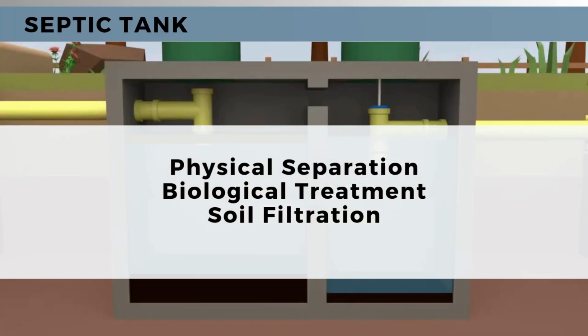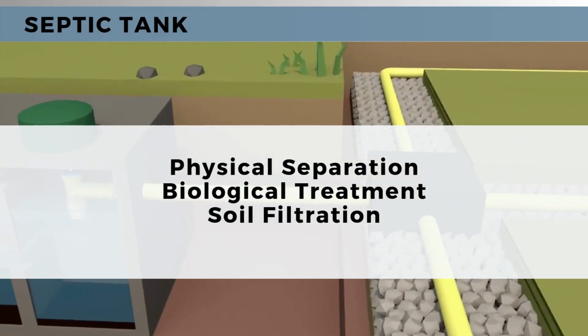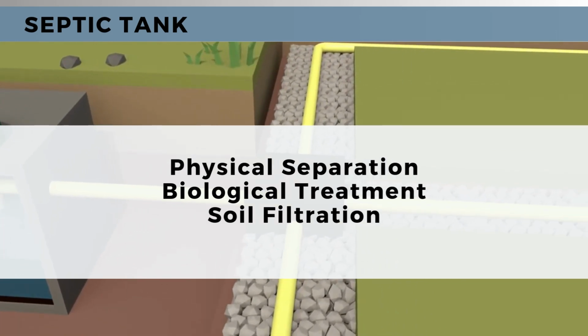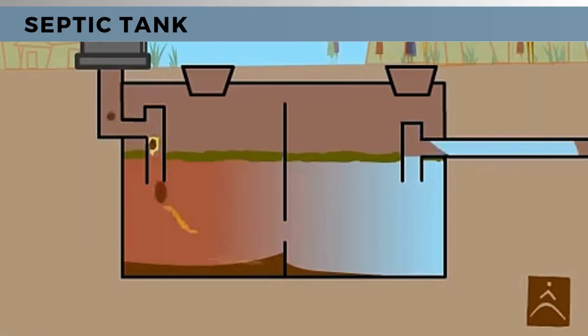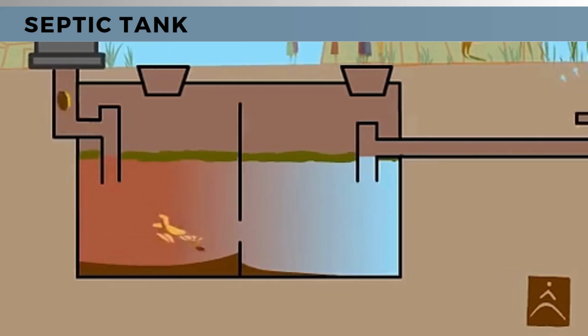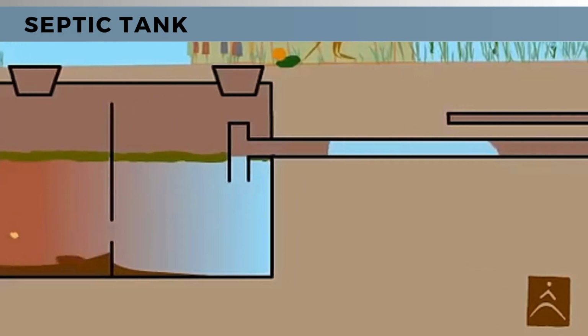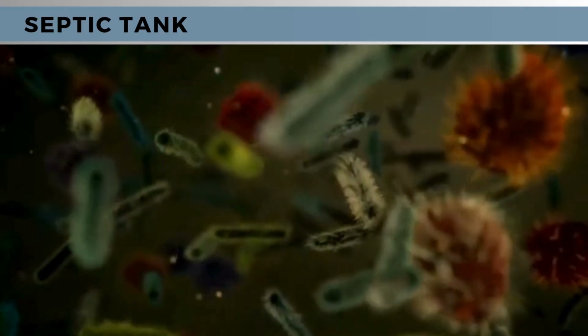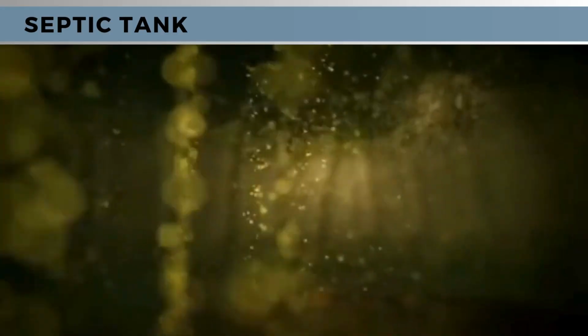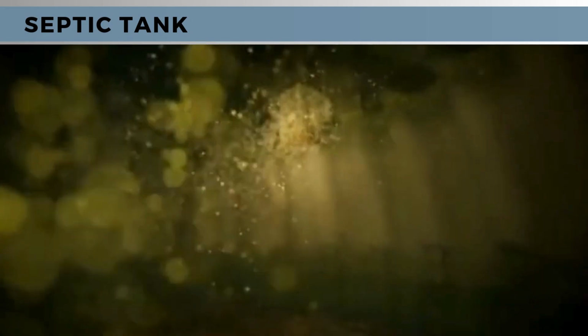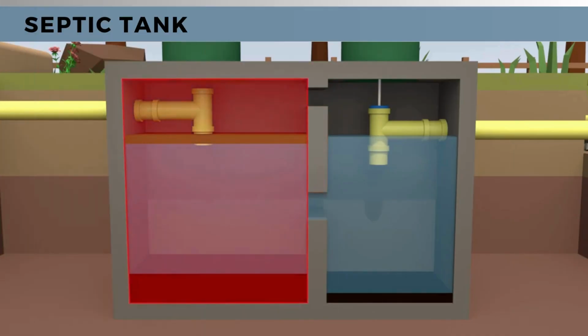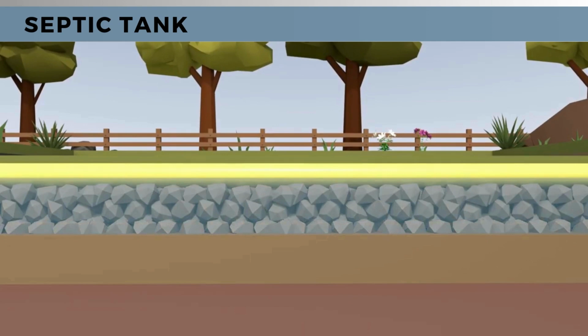Septic tank treatment occurs through physical separation, biological treatment, and soil filtration. In physical separation, the septic tank relies on gravity to separate solids from liquids, while in biological treatment, anaerobic bacteria decompose organic material in the septic tank, but only partial treatment occurs within the tank itself. In soil filtration, the final treatment occurs in the drain field, where soil filtration and microbial action further clean the wastewater.